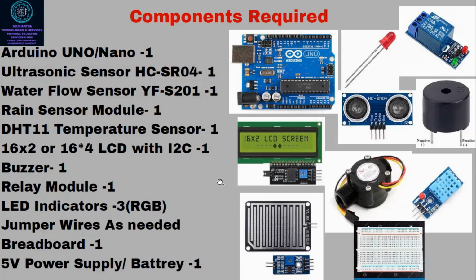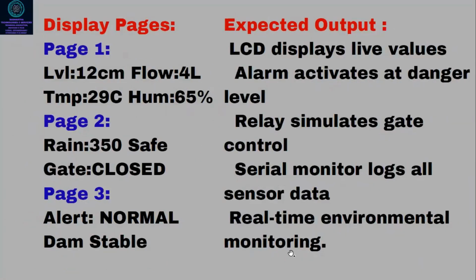All right. The display pages: at the beginning it shows the level, LVL, that is the level of the water. The ultrasonic sensor will take the level of the water, and the temperature and humidity of the atmosphere, because we have used the DHT11. That will come on the display. Immediately the second page will come, showing the rain, whether it is safe or not, and the gate, that is the position of the gate. What gate? The water gates or the dam gates.